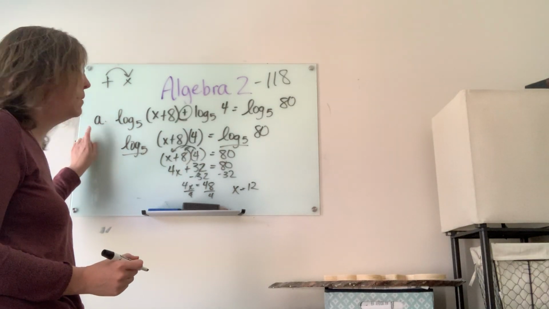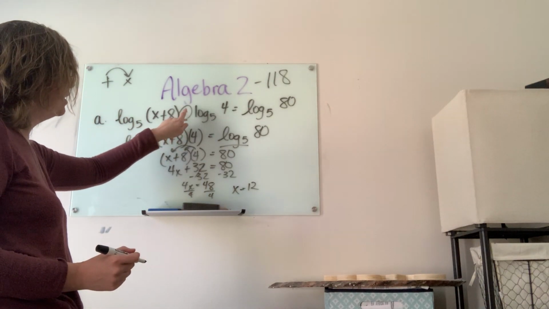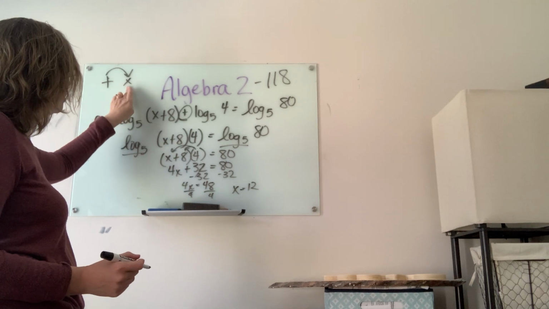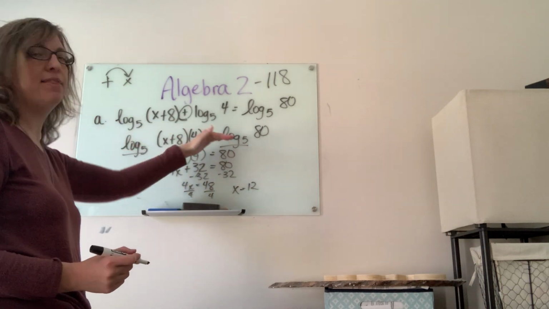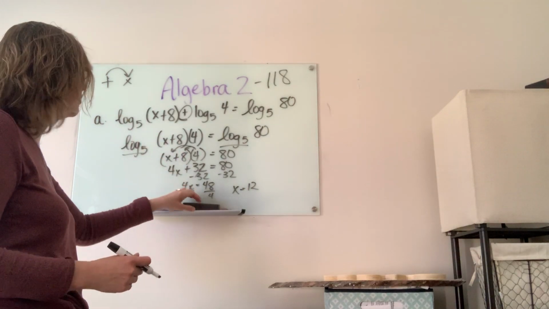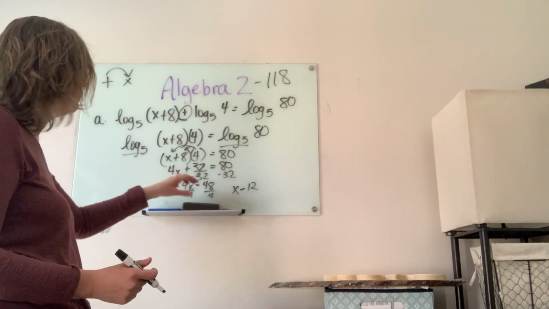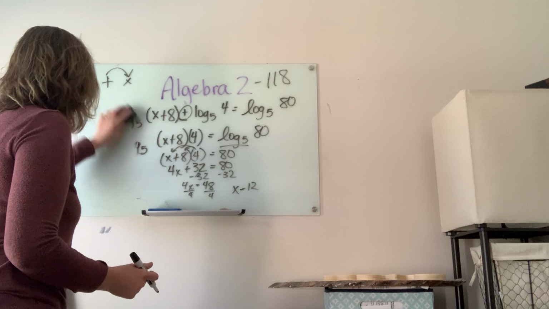So I hope that makes sense to you, why the step after addition is multiply. So that's why I solved it. And because they were set in the same logarithm, I can set them equal to each other. Not too bad, huh? All right, let's jump into B.